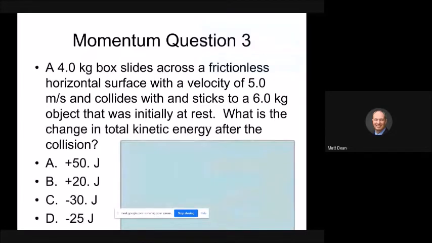All right, moving on to question 3. This one is essentially the same problem, but this time we're looking for the change in total kinetic energy. Remember that in inelastic collisions, kinetic energy is not conserved. So let's calculate the kinetic energy before and the kinetic energy after the collision.